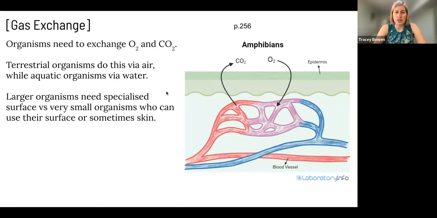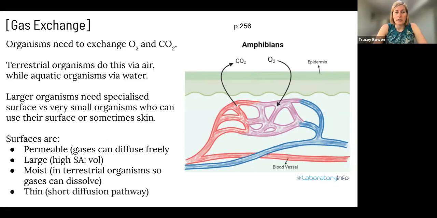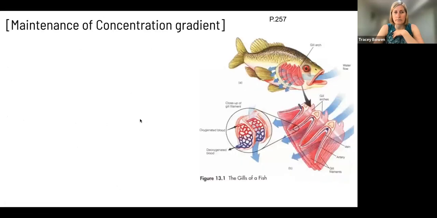have this exchange facilitated. Surfaces, though, do need to be permeable so the gases can diffuse freely, have a large surface area to volume ratio, be moist. In terrestrial organisms, this is especially important so gases can dissolve, and this is why the inside of our lungs is moist. And then thin. So they have a very thin cell lining, usually about 1 cell thick, so that they have a short diffusion pathway.